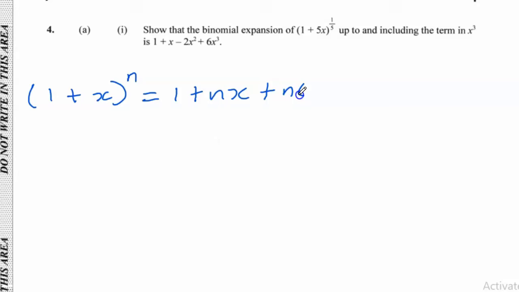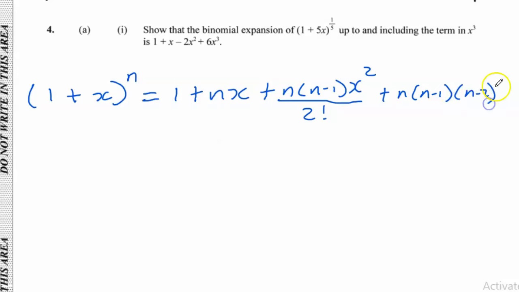Question 4, part A. Show that the binomial expansion of (1 + 5x)^(1/5) up to and including the term in x cubed is, and they gave us an expression of what we should get. Now we have a power that's a fraction, so it's best we use this formula: (1 + x)^n is 1 + nx + n(n − 1)x² over 2 factorial + n(n − 1)(n − 2)x³ over 3 factorial.